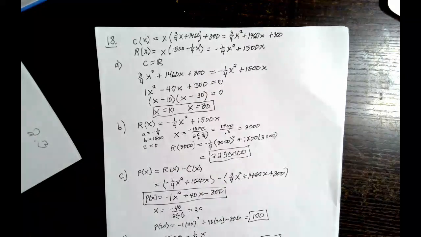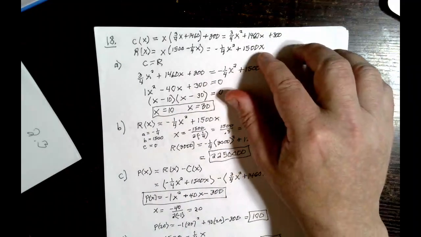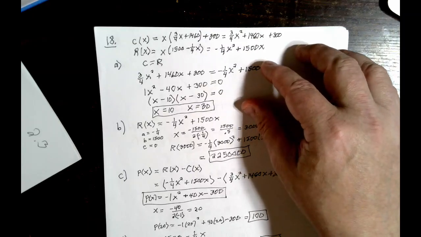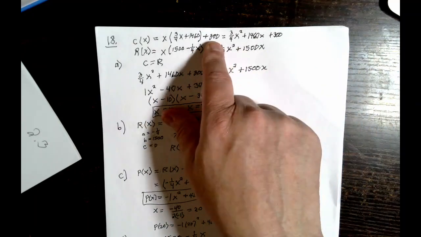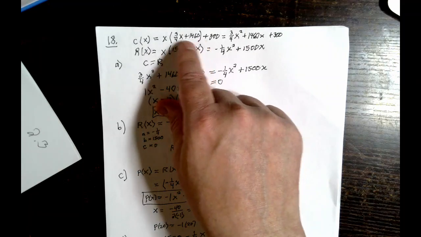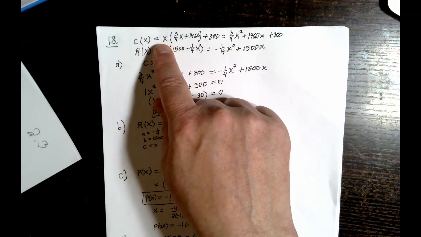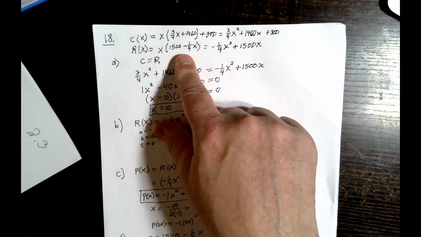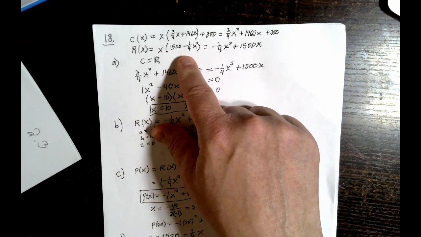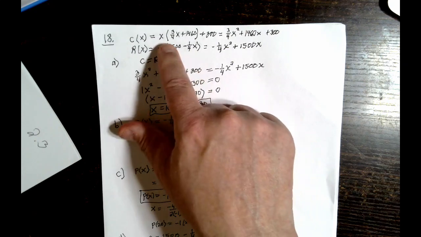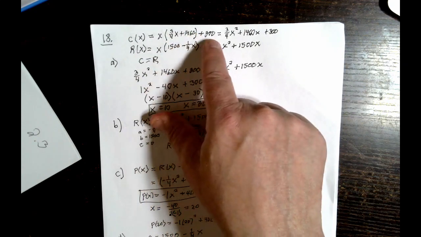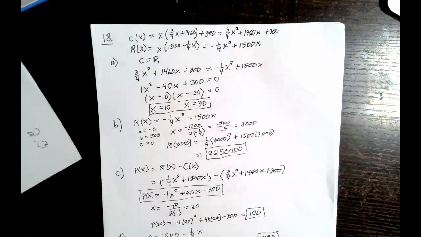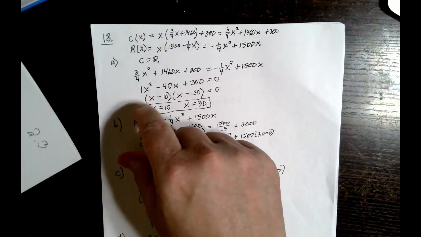Okay, 18. Suppose a company has a fixed cost of 300 and a variable cost of 3/4 x plus 1460. So your fixed cost is 300, your variable cost is this times the number of units. Revenue is x, number of units, times the selling price, and they tell you the selling price is 1500 minus 1/4 x. So now you multiply this by x and that by x and write it out, and then you multiply each of these by x and you write it out. And now they want to find the break-even point.